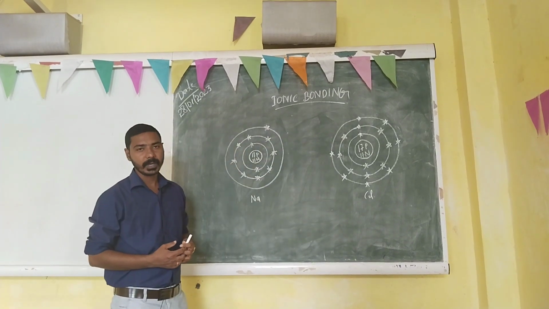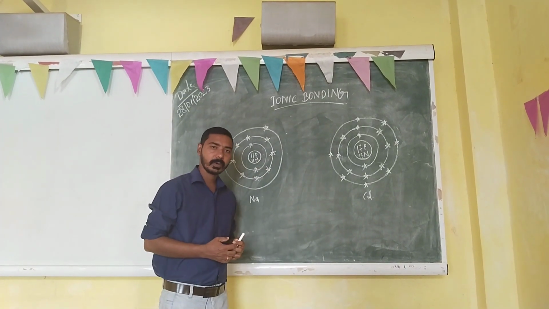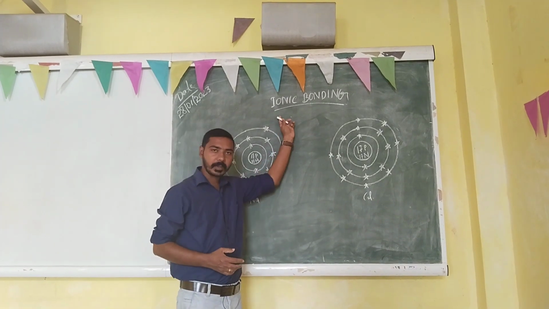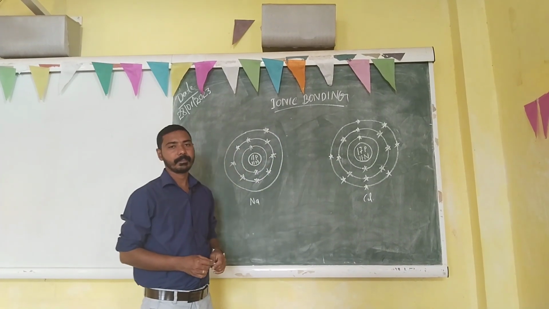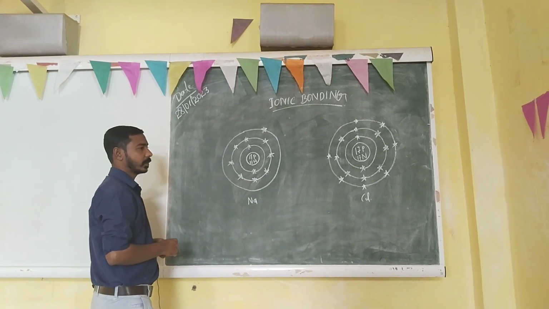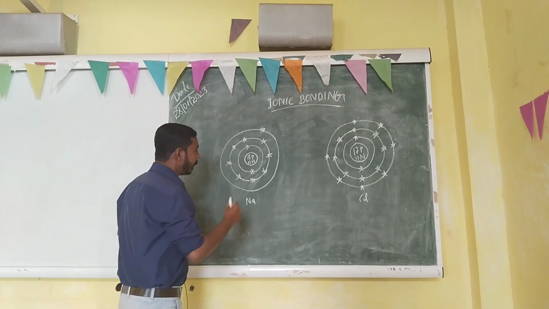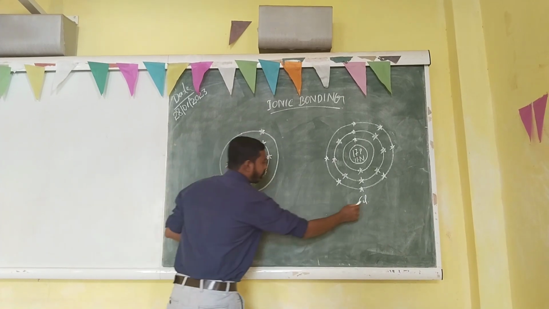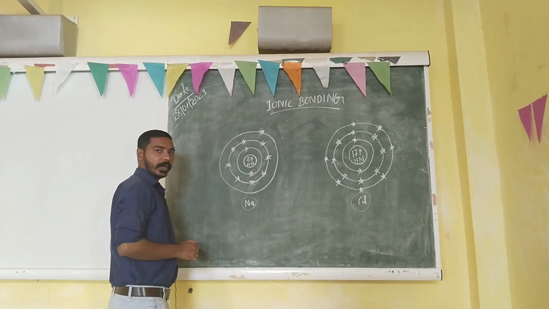Mainly there are two types of bonding, ionic bonding and covalent bonding. In this class, I am going to explain ionic bonding. Ionic bonding means the transfer of electrons. Let me take an example of sodium and chlorine.